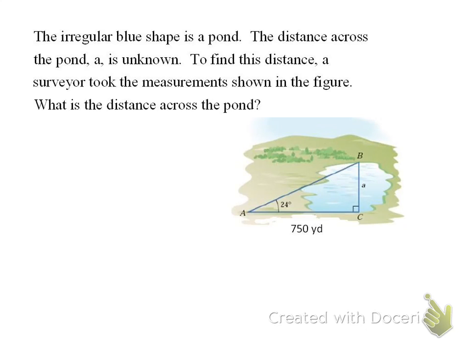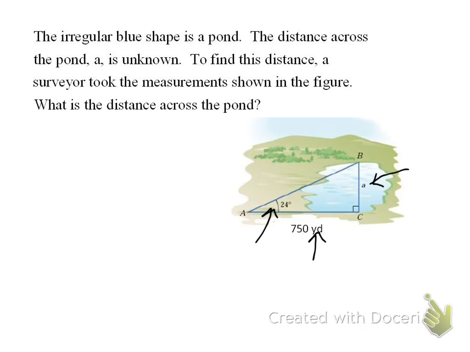So here the irregular blue shape is a pond. The distance across the pond, A, is unknown. So there's your distance across the pond A, and it wants to know what is A. Now it's going to give you an angle and a measurement. Now this is my adjacent measurement to the given angle, and my unknown over here is the opposite. So which one of my trig functions do I use when I have an opposite and an adjacent?